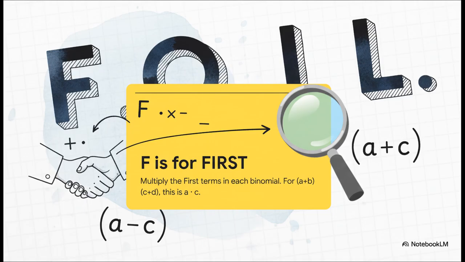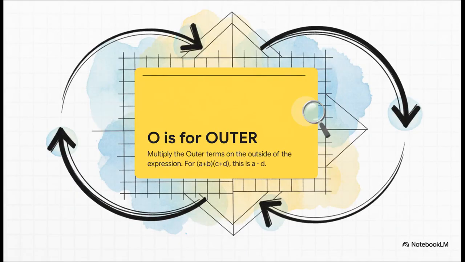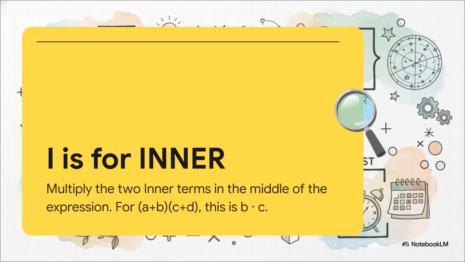One handshake down. Next up is O, and that's for outer. For this handshake, you connect the two terms that are on the absolute outsides of the whole expression. So the one on the far left, A, gets multiplied by the one on the far right, D. Two handshakes done. You can probably see where this is going.